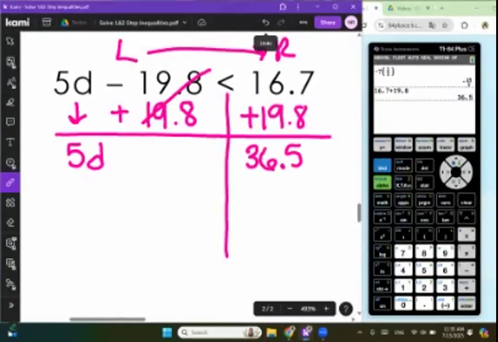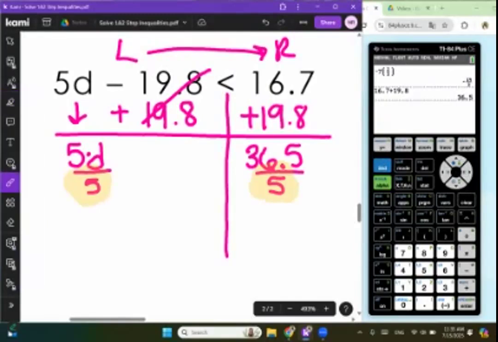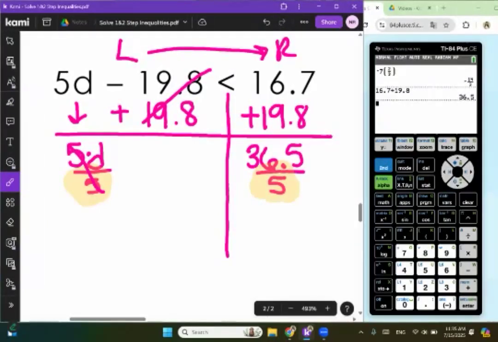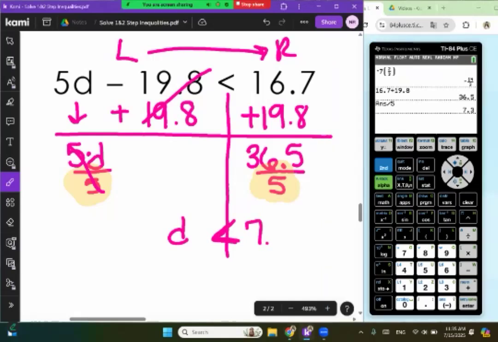Okay. Now 5 is attached to D. Invisible dot. Opposite of times is to divide. We are dividing. Be on high alert. Do we need a flip? Not this time because we are dividing by a positive number. So we leave it alone. 36.5 divided by 5. I'm just going to take that answer. 7.3.